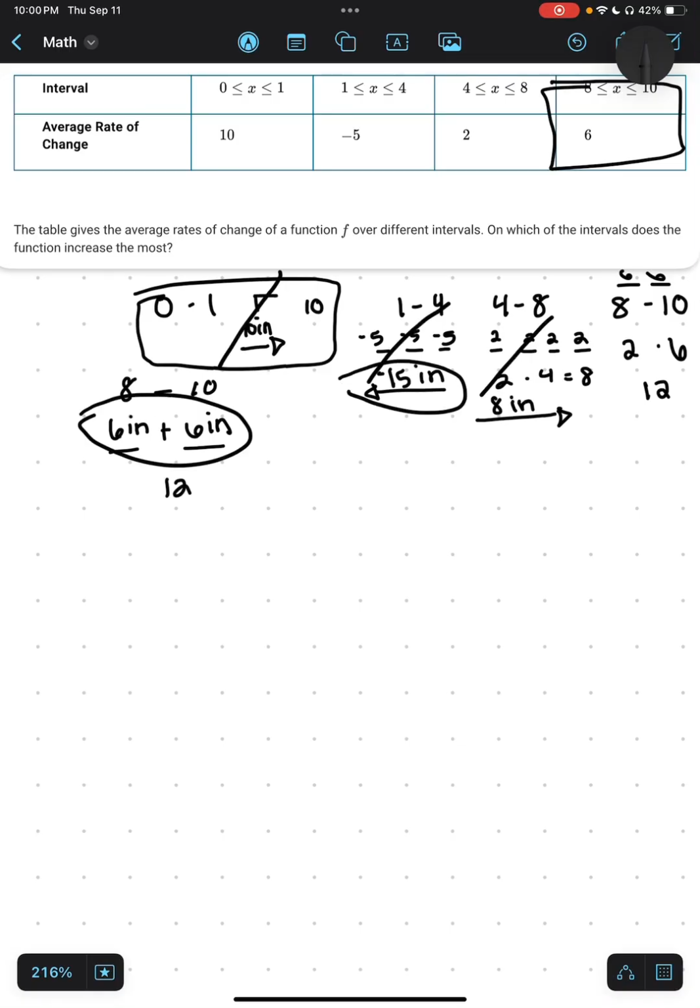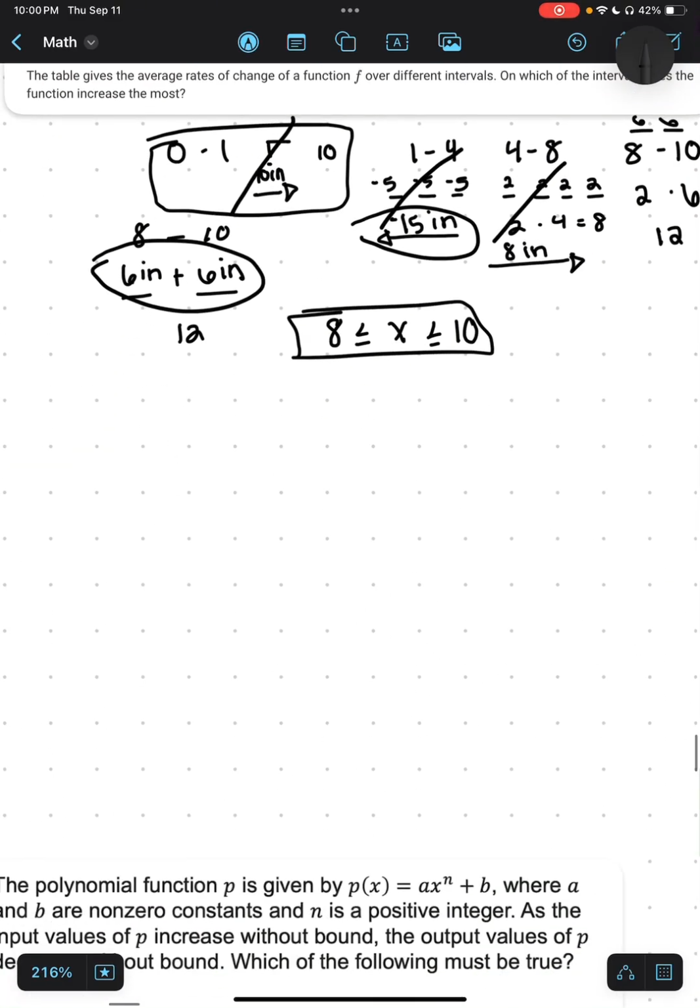We moved greater than all of these. And obviously we could cancel out 1 to 4 immediately because we were going in the negative direction. So your answer in this case would be 8 less than or equal to x less than or equal to 10. That's your answer. Okay, let's move on.